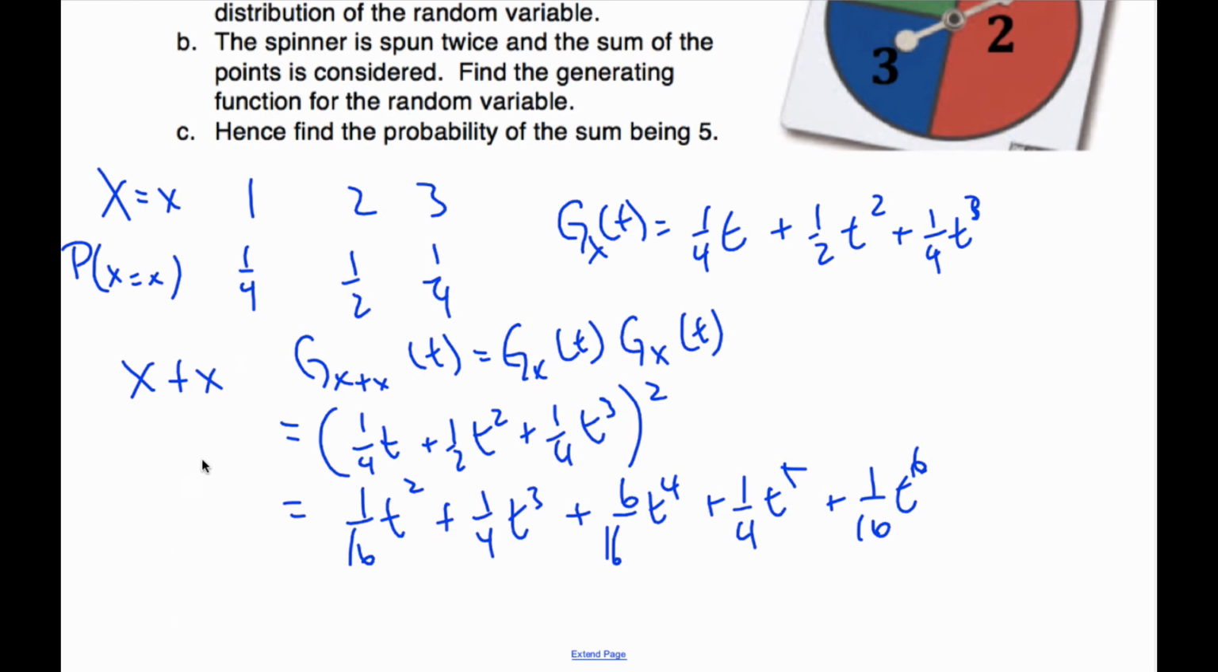And C part then says find the probability of the sum being 5. Well, if I want the probability of the sum being 5, I want the probability that x plus x is equal to 5. Well, the exponent 5 refers specifically to the probability of that sum, and I can see quite clearly that the probability is going to be 1/4. So there is a use of the probability generating function.